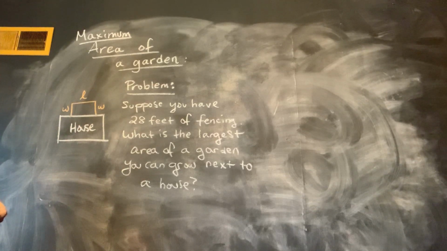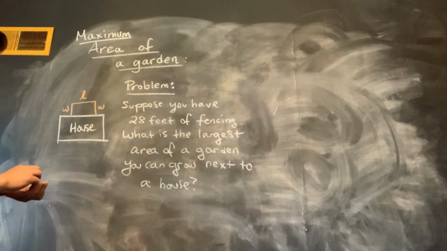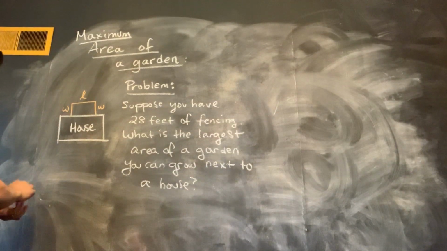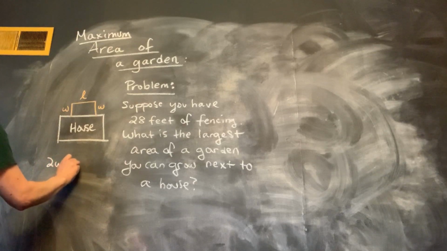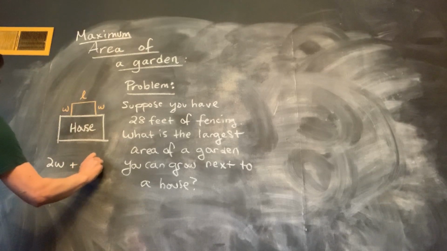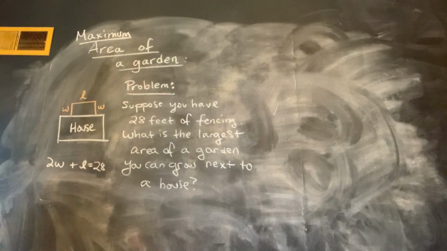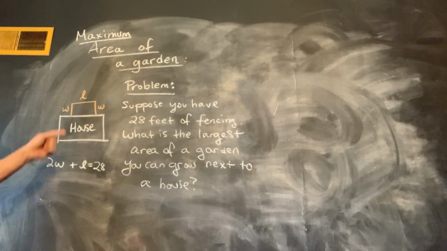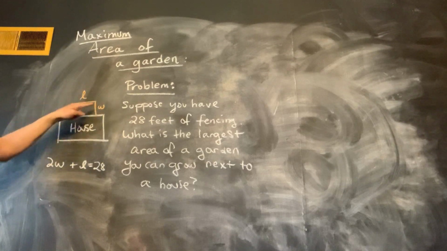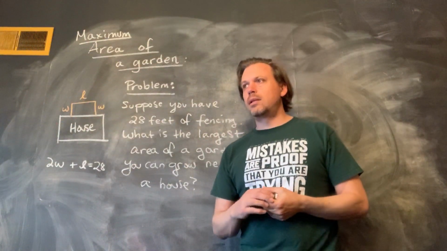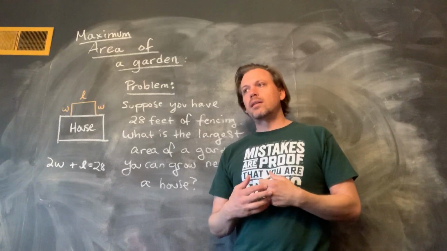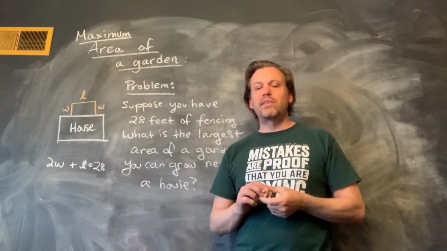Once we know that, we can actually start writing some stuff down. So I'm going to put that information in first. I'm going to say 2 times W plus L equals 28. So we know that information from this problem. Then instead of L right here, I want to make everything in terms of W, because I want to get a function in terms of W only, a function for area, and then find the maximum of that function.